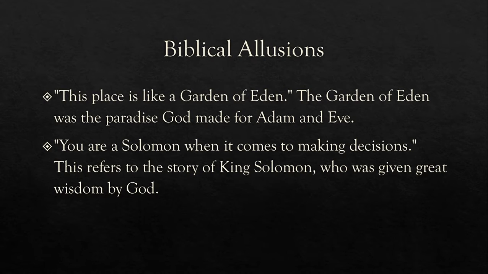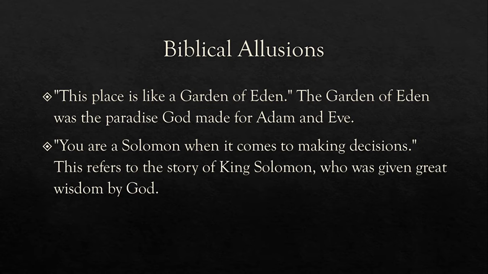We also have biblical allusions. I provided you an example before, but I'm going to give you some more. Okay, and this is the example of the Garden of Eden that I gave you, right? And I'm going to provide you one more. You are a Solomon when it comes to making decisions. Who was Solomon? Solomon was a king who was very wise. He was given great wisdom by God. So he made decisions with a very smart perspective.